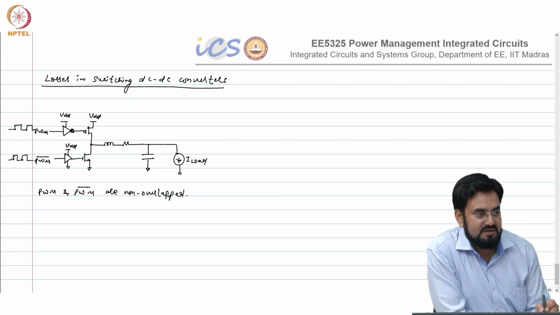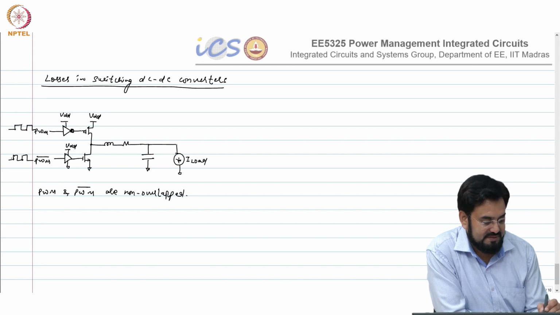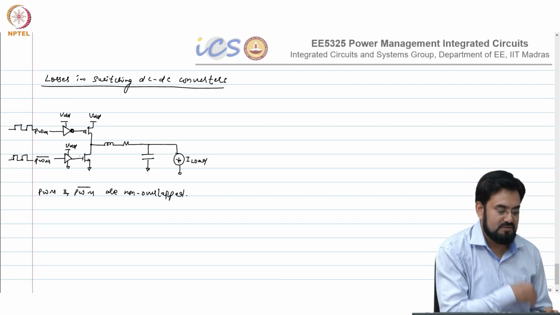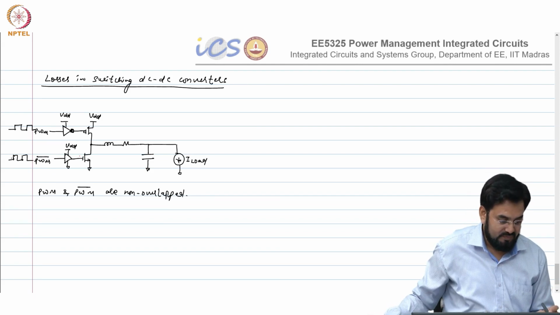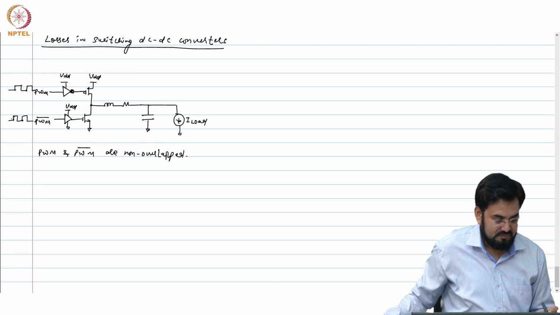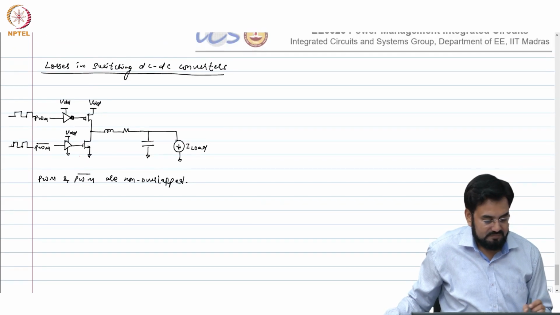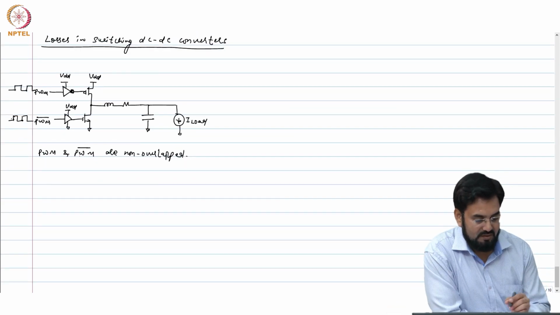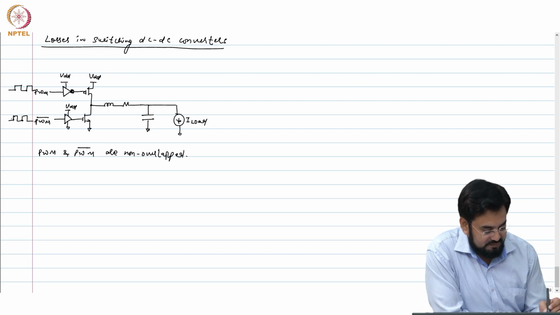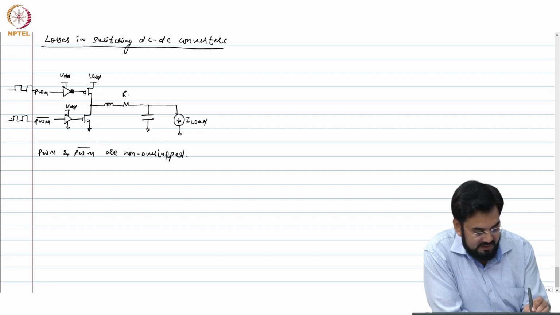Since this is a PMOS, we want to invert it. So when PWM is high, this will be on, and when PWM is high, this will be low. Sorry. Okay. So this is your RDCR, and this is your RMP.